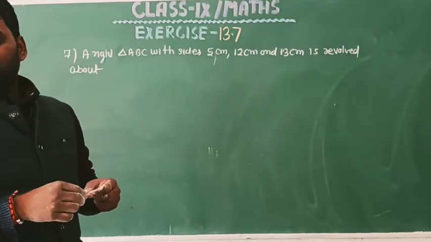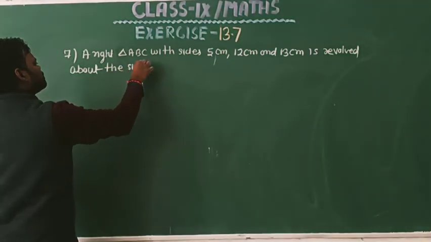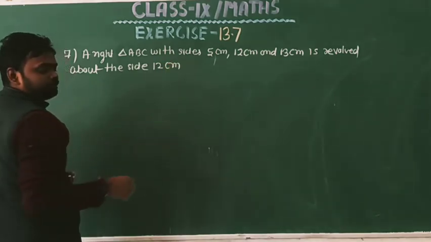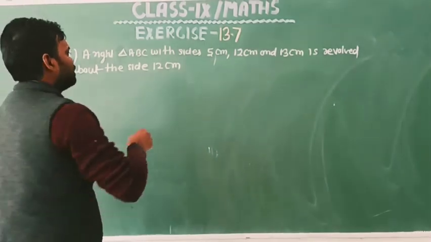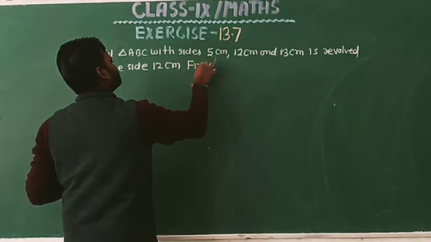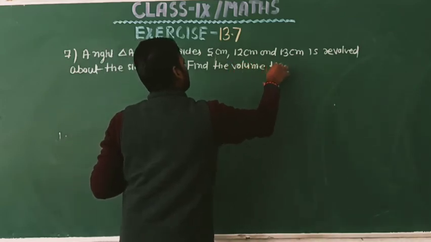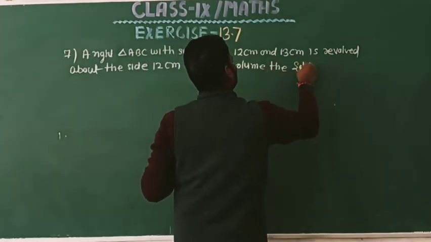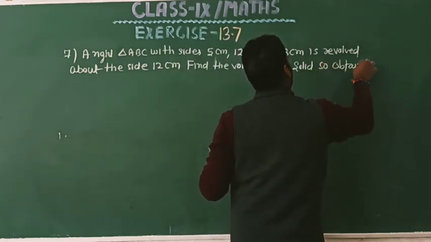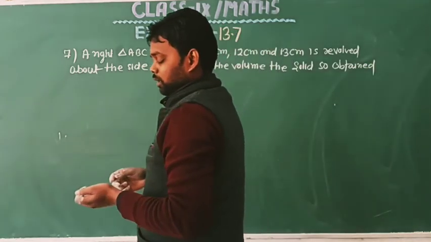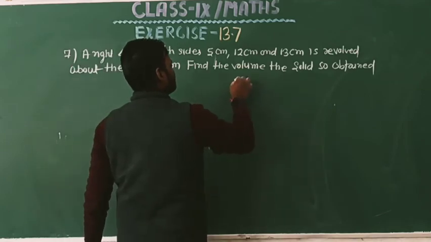Revolved about the side 12 centimeter. Find the volume of the solid so obtained. So dear children, in this question we have first a right angle triangle ABC.